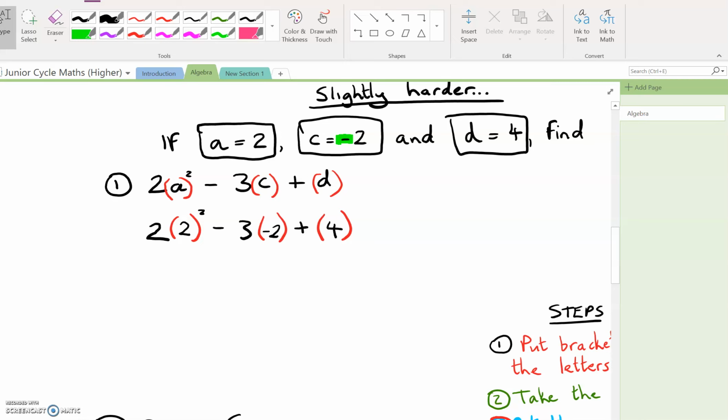Now I'm going to do it in my head for a moment because I don't have a calculator in front of me. That will give me 8 plus 6 plus 4. Yeah, you would get 18. Okay, 18 is the answer to this question. Okay. Try one more of those before you try your own.